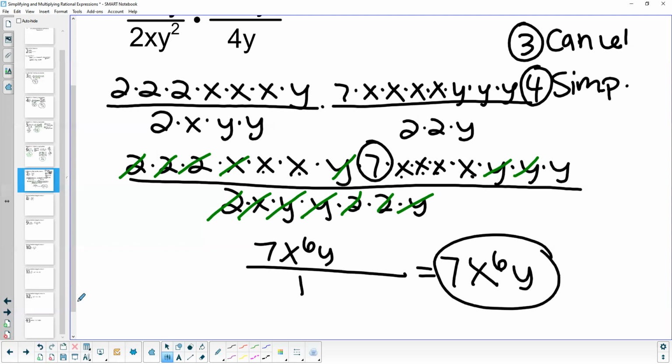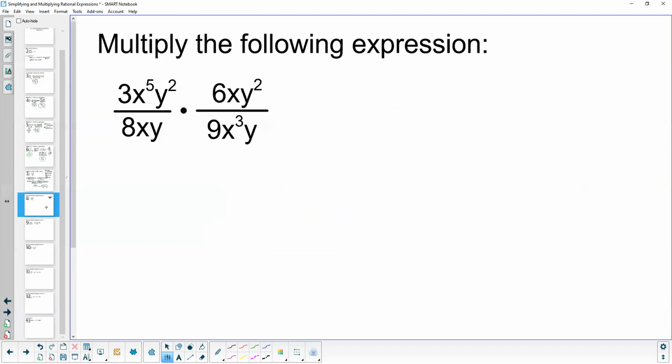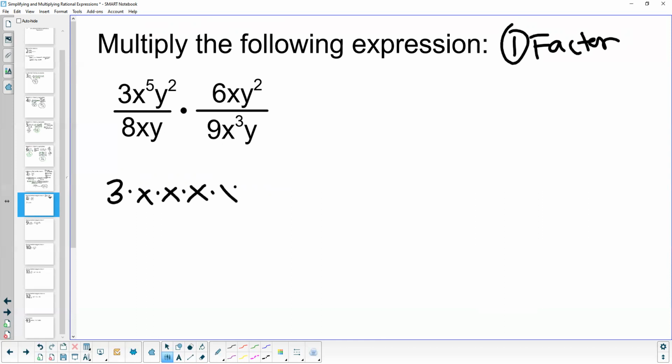Let's take a look at this next example, where we're going to do the same thing that we did before. I'm going to list out all of the factors of that first one, because remember, step 1 is to factor. So let's go ahead and do that. I've got a 3, I've got 5 x's: 3, 4, 5, and I've got 2 y's.